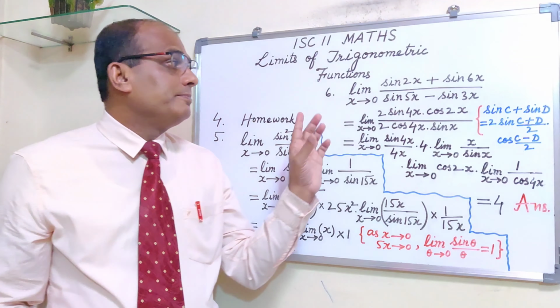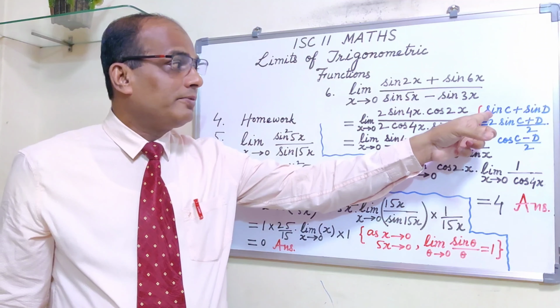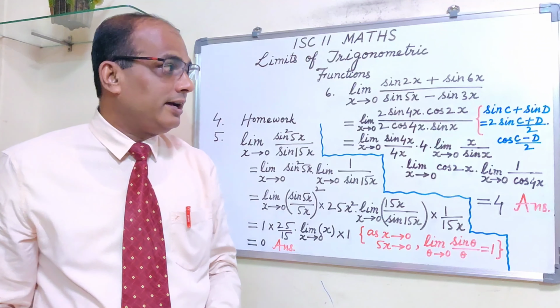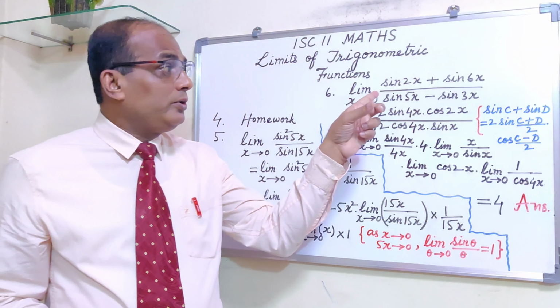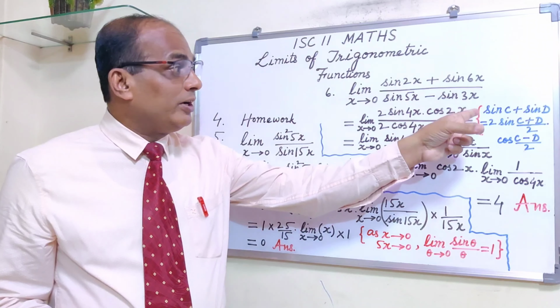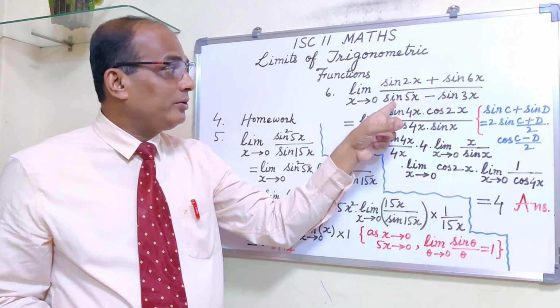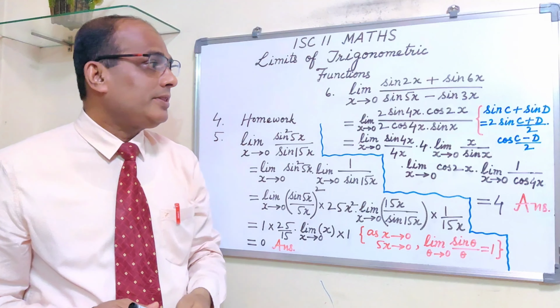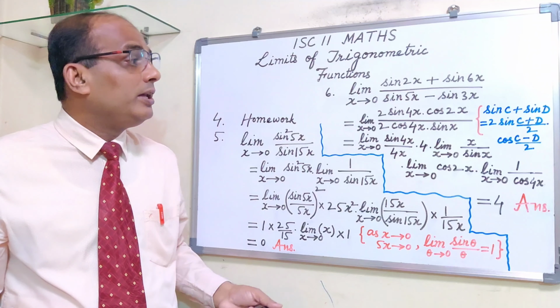Okay. Now see, we are going to use the formula sin c plus sin d. The formulas I have written here, and I am showing you on the screen also: sin c plus sin d, sin c minus sin d, cos c plus cos d, cos c minus cos d. So we are going to use two formulas here: one is sin c plus sin d, and the second is sin c minus sin d. All the formulas, as I told you, I have shown you, you can see on the screen.